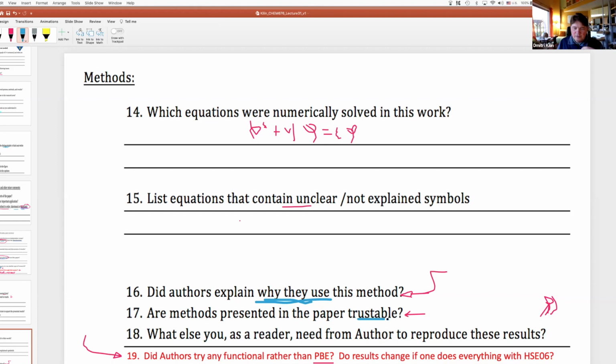Are the methods trustable? I hope yes, but also you can practice critical thinking. And if the methods are incomplete, what else may the reader want from the explanation? If you see that something is not clear, you can try to complain.